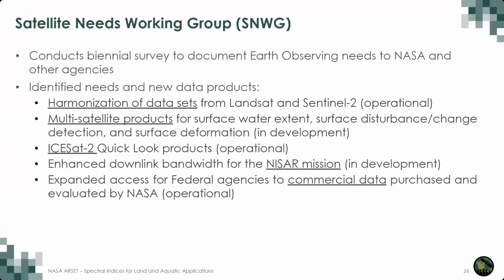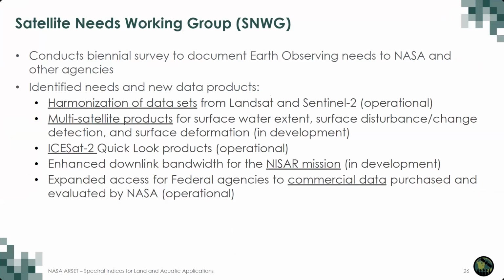Through the White House National Science and Technology Council's U.S. Group on Earth Observations, the Satellite Needs Working Group partners with federal agencies to identify high-priority, sustained, and unmet needs for satellite Earth observations. The Satellite Needs Working Group conducts a biennial survey to formally document and communicate satellite Earth observing needs to NASA and other space-based Earth observation providers.